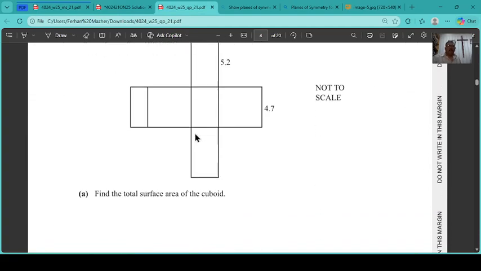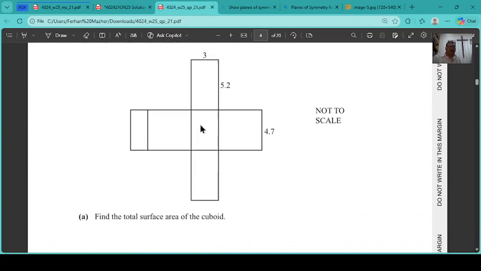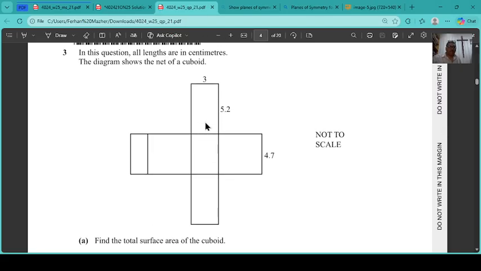The next question coming up on your screen is question number three. He says, in this question, all lengths are in centimeters. The diagram shows the net of a cuboid. Okay, so this is three. It's a cuboid. It's like a box which is open when you go to a sweet shop.